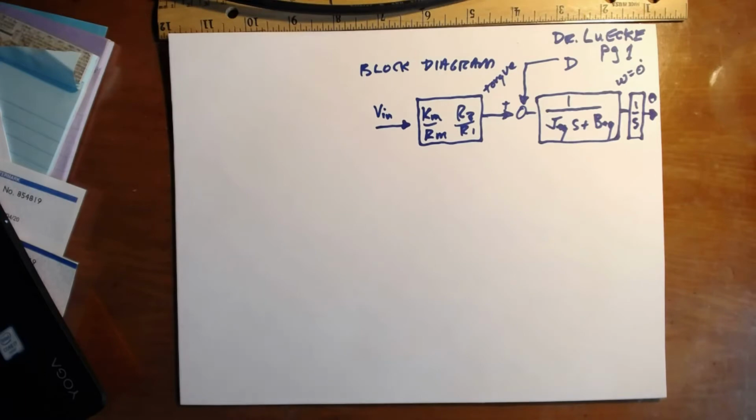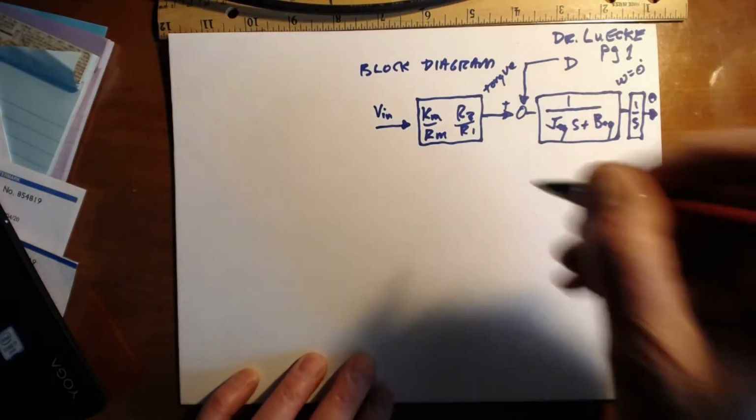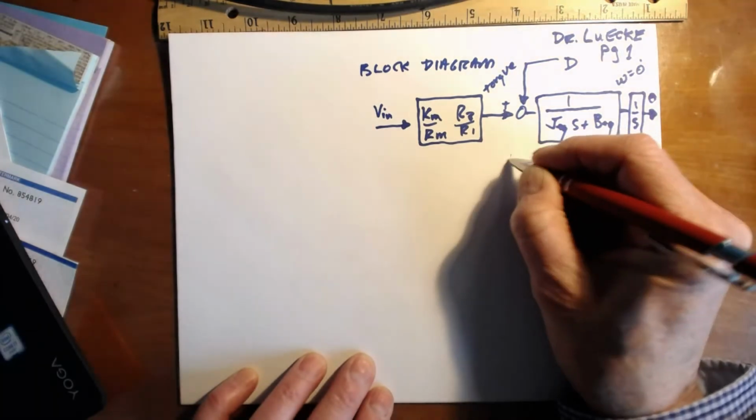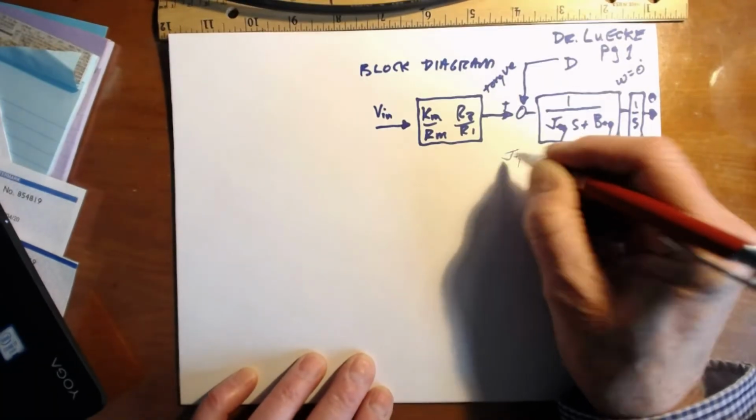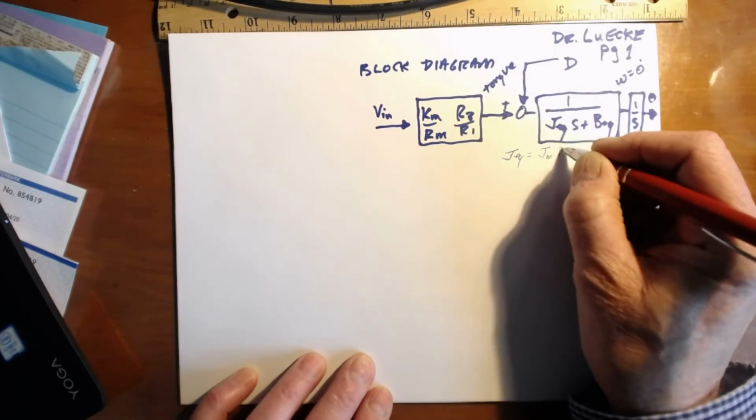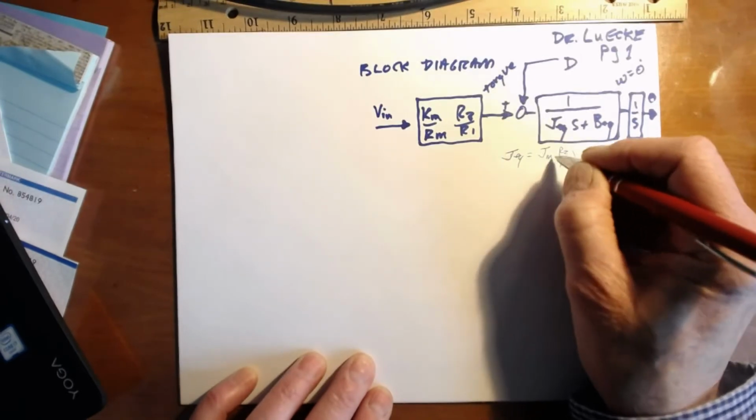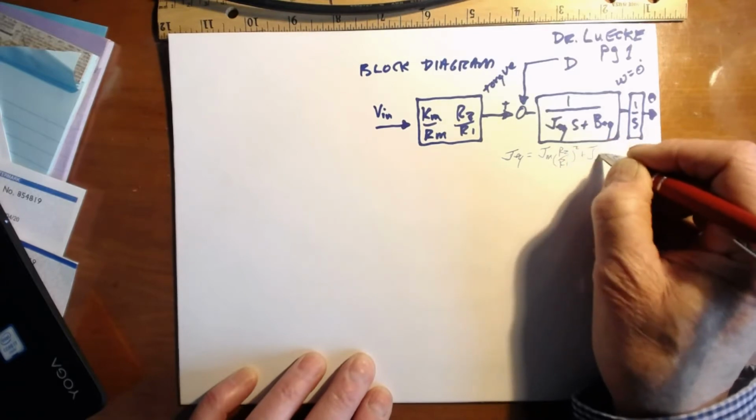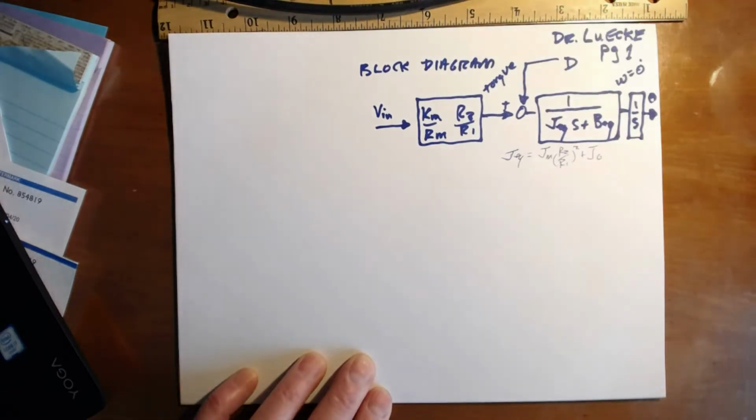So I've given you parameters for this system. In order to make this a little more compact, I'm going to write down what J equivalent is. J equivalent is equal to J of the motor times R2 over R1 squared plus whatever output inertia there is on the motor. In this case, we're going to say there's none.